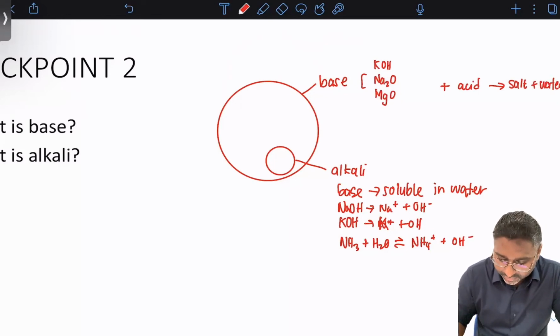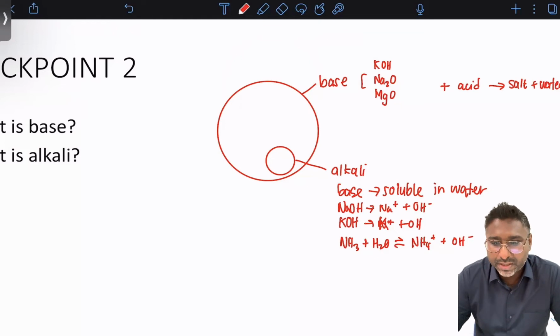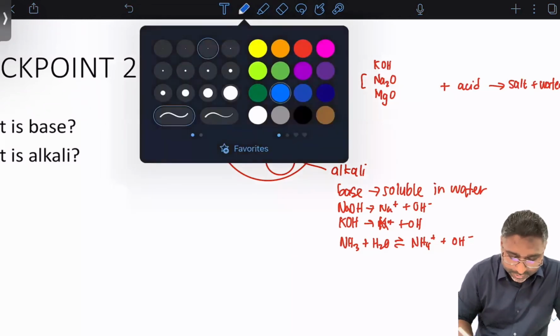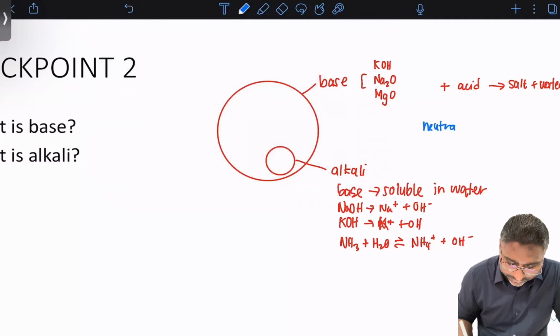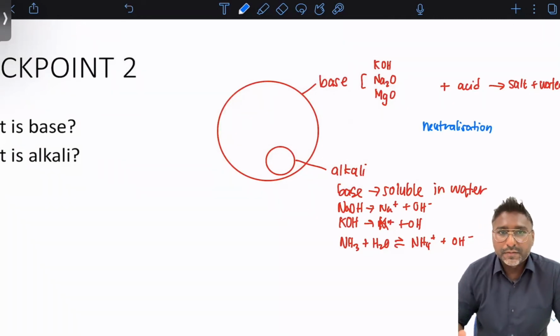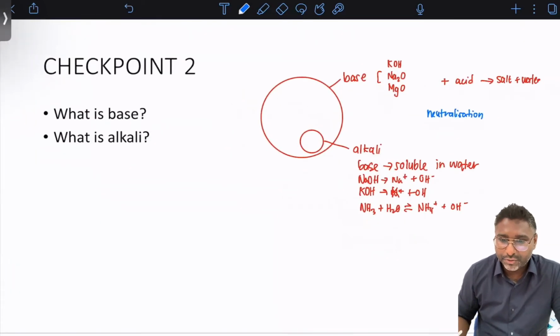A base is going to be whenever there is a reaction with acid, they'll give you salt and water. You should know what type of reaction that is: it can undergo a neutralization reaction, so it is going to be considered a base. Anything that can undergo neutralization is considered a base. But a base that is soluble in water is called an alkali. That is something you need to remember.